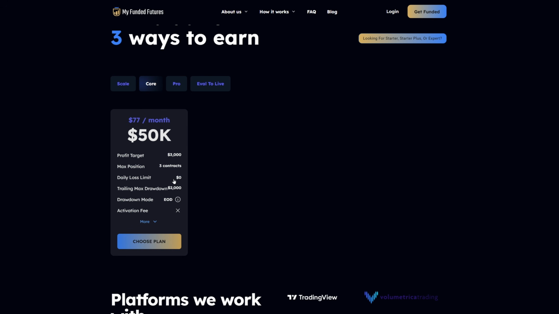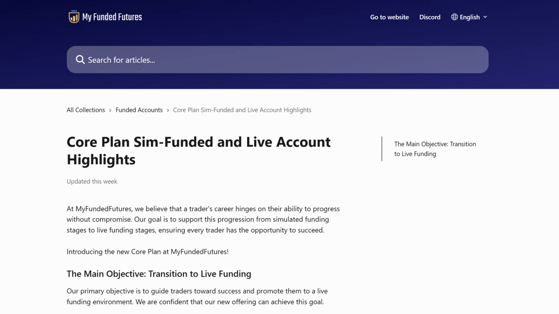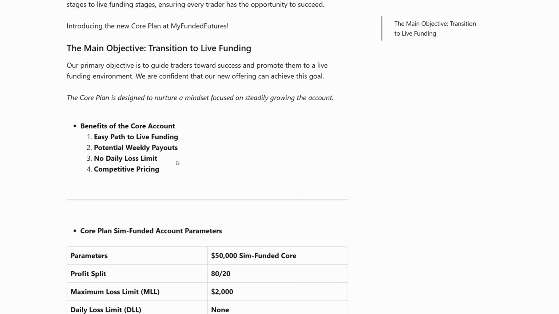Now, one thing that you'll notice is if we look at all the different accounts, we start off looking at the core. Notice the profit target is $3,000 for the evaluation with a trailing drawdown of $2,000. In the scaling plan, we also have that same profit target, the same trailing drawdown, and the same can be said with the pro account as well. Now, there are some differences within these accounts. However, the rules for the evaluation are basically going to be the same. For instance, if we come right up here to the FAQ, I type in core and I jump over and take a look at the core plan. Let's look at some of the rules for this plan.